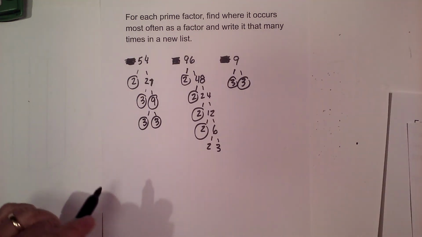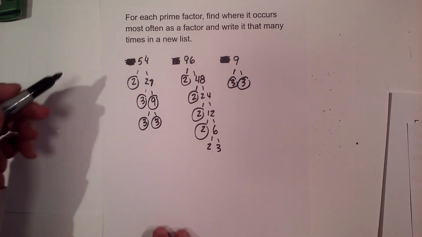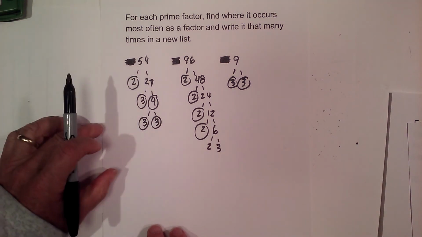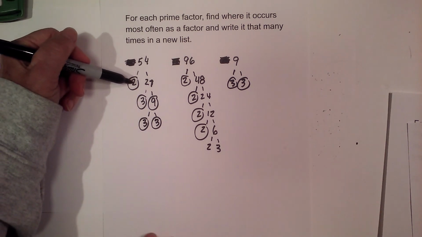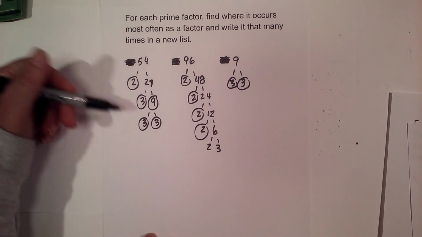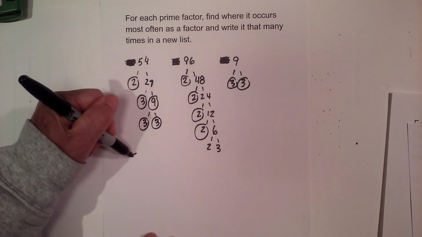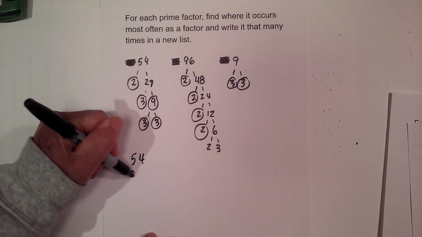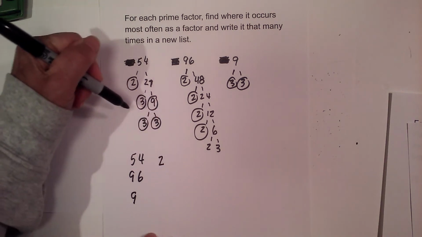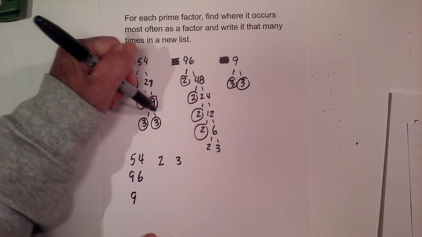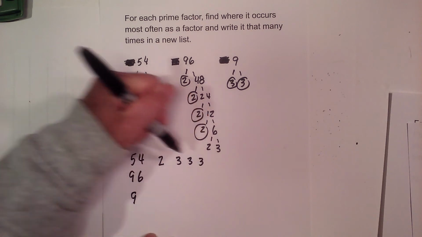Okay, let's now look at this one, 54, 96, and 9. And I've completed the factor trees for each of these. 54, I like to start with 2 if possible. 2 times 27, 3 times 9, 3 times 3. And I'm going to rewrite the chart so you can see where I got the numbers from. So with 54, I'm going to write 2, then 3, 3, 3.